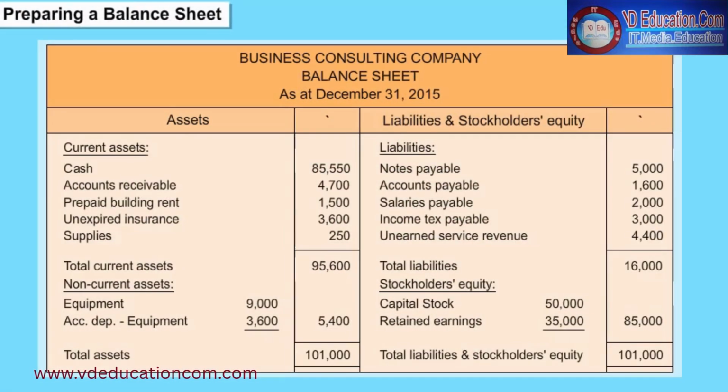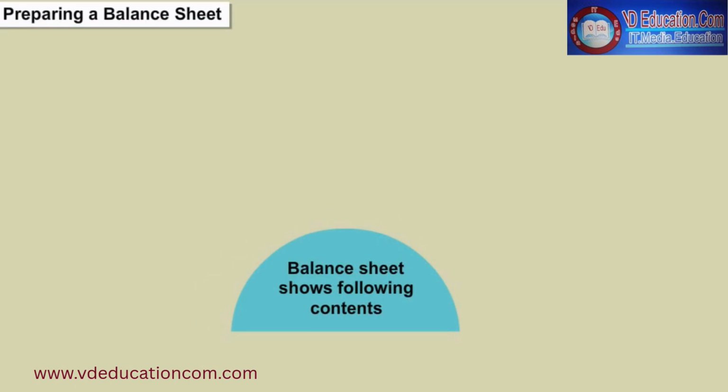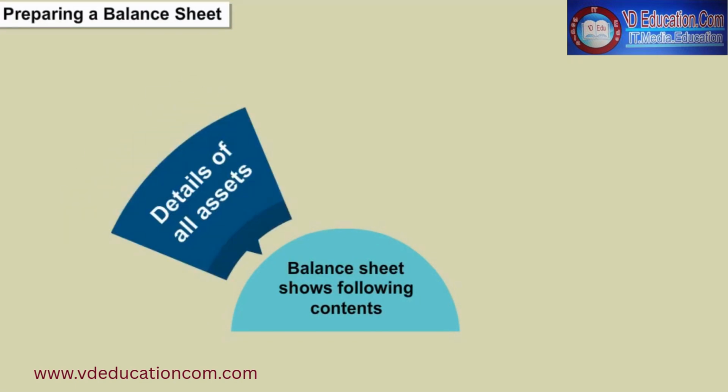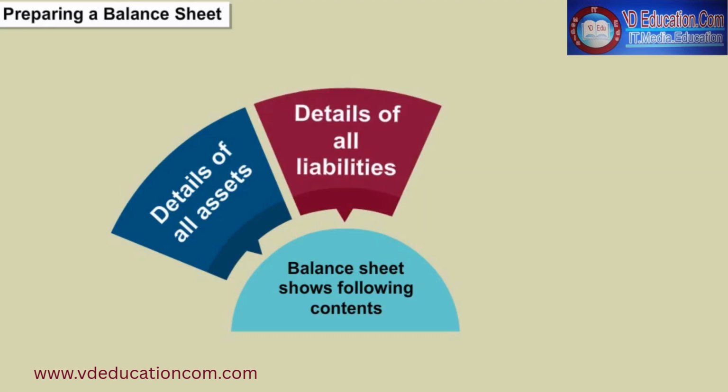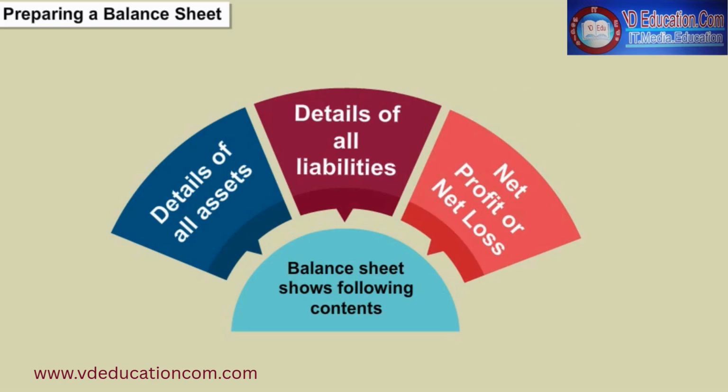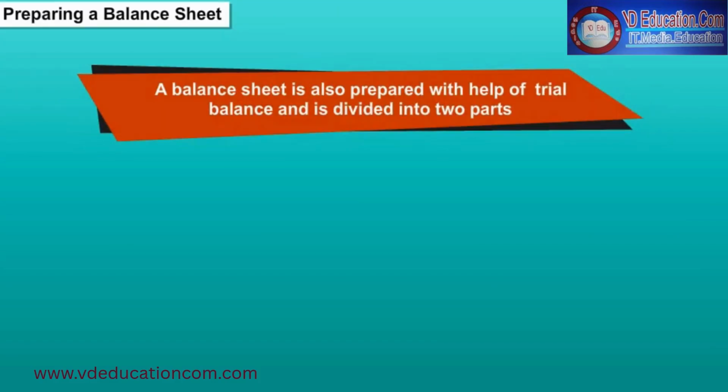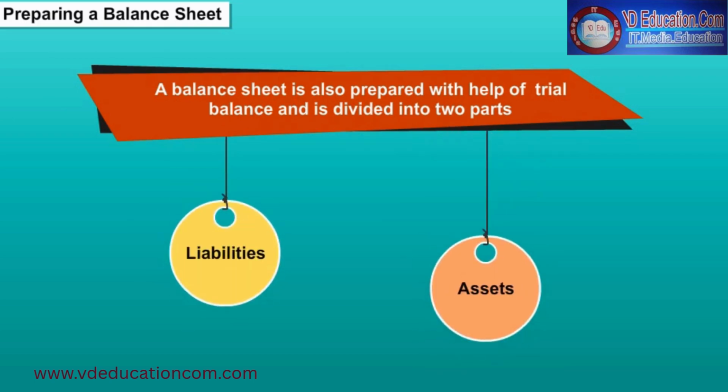Preparing a balance sheet. A balance sheet shows the following contents: details of all assets, details of all liabilities, and net profit or net loss. A balance sheet is also prepared with the help of a trial balance and is divided into two parts: liabilities and assets.